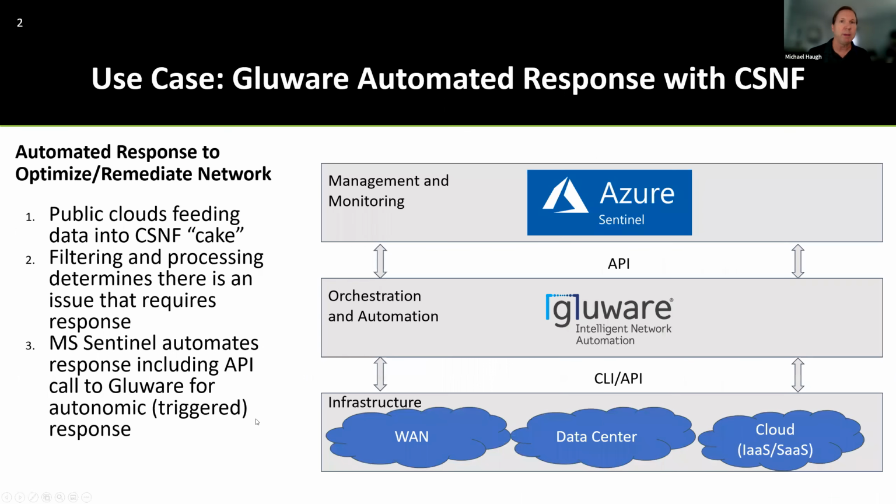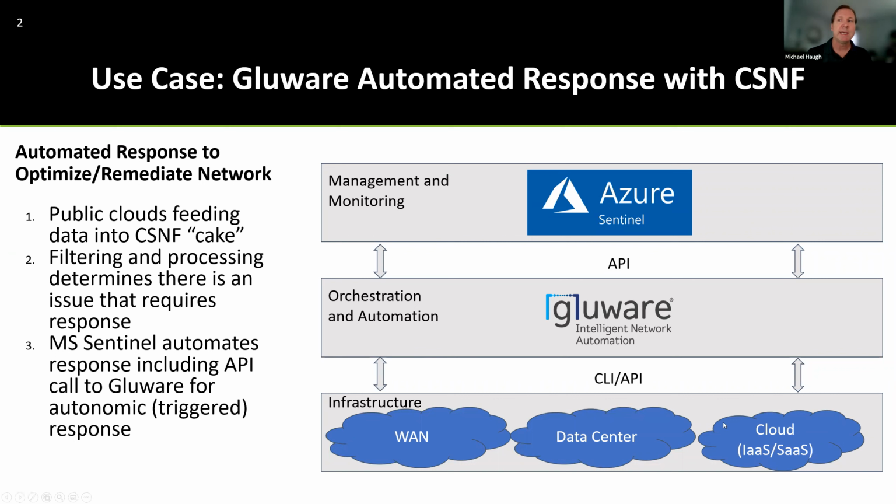So that all being said, let's take a little bit deeper look at what we did in this use case, or related to the demonstration. Let's start here: Gluware is in the automation and orchestration layer, and we're automating and orchestrating the underlying infrastructure, which happens to be wide area network devices, the data center devices, and the network as it extends into the cloud. The demonstration we're focused on is around automating an AWS instance, but it really could be any of the public cloud providers.